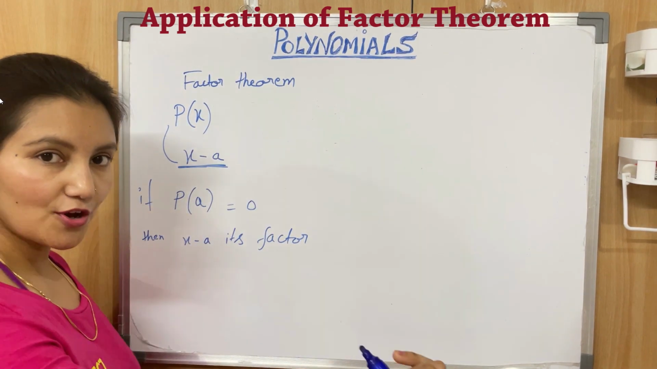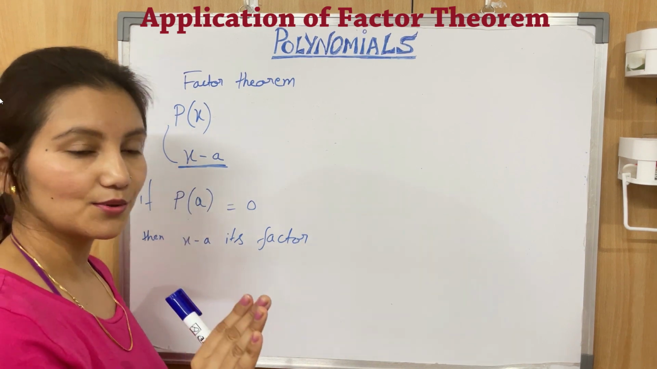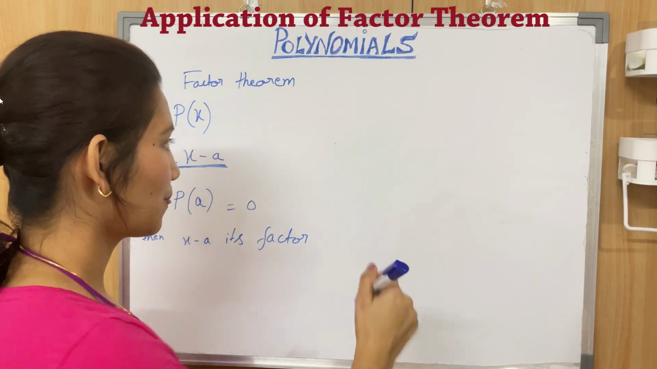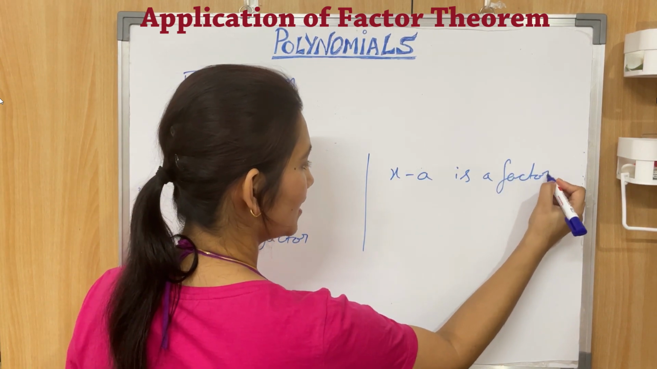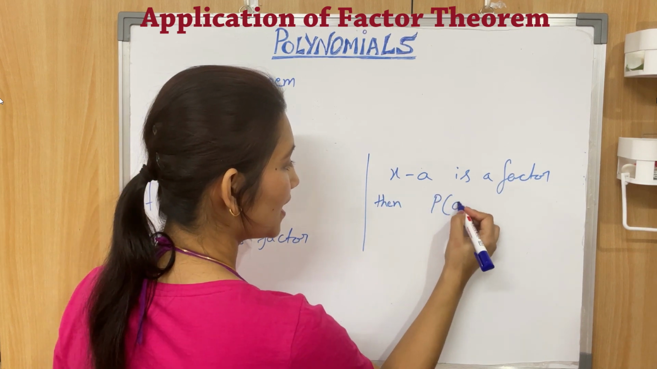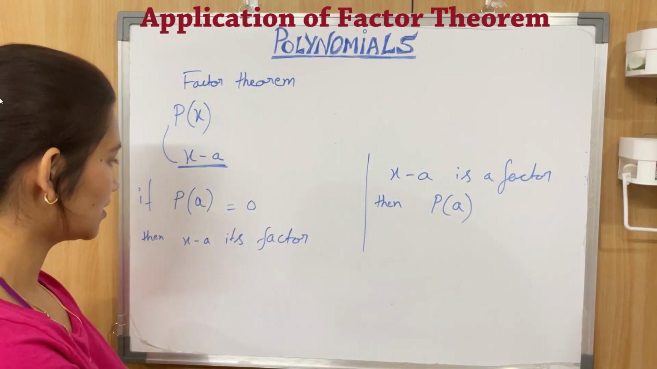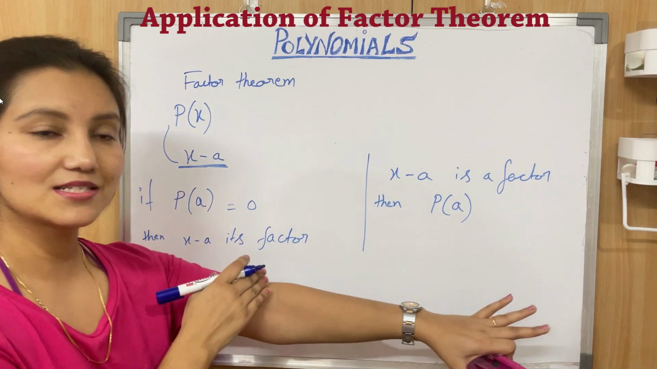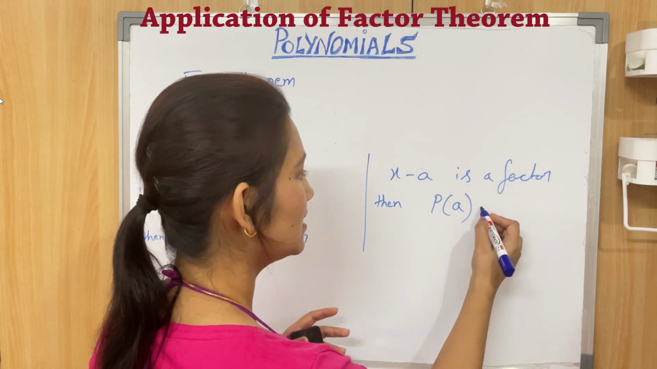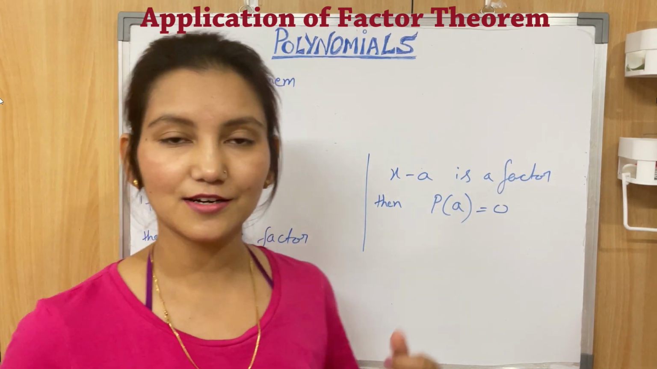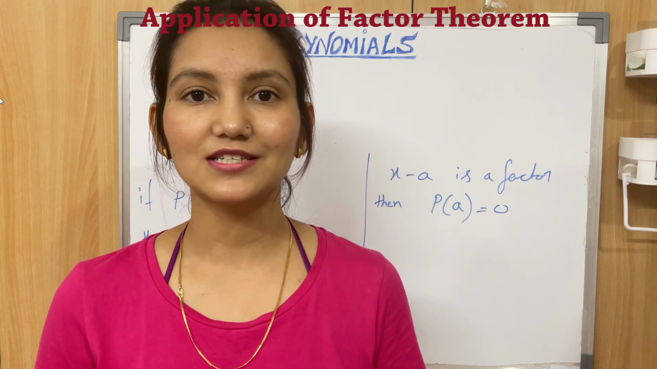If p(x) is a polynomial divided by x minus a, the first case: if p(a) is 0, then x minus a will be its factor. And the second case says: if x minus a is a factor, then p(a) will be 0. Vice versa, basically these conditions are the converse of each other. Clear? So this is what factor theorem says. We have discussed a lot about factor theorem in part 3, so today we will be focusing on its applications.